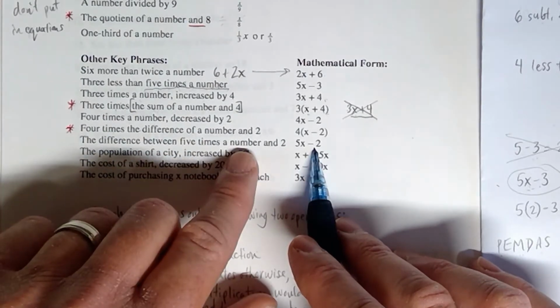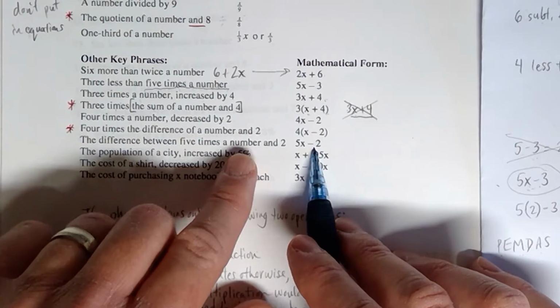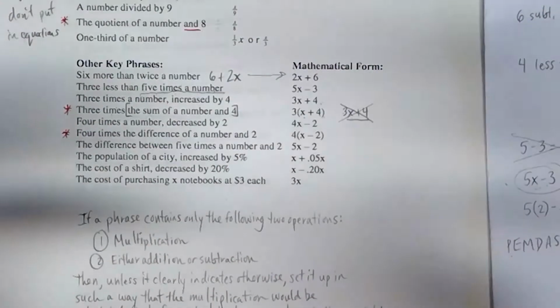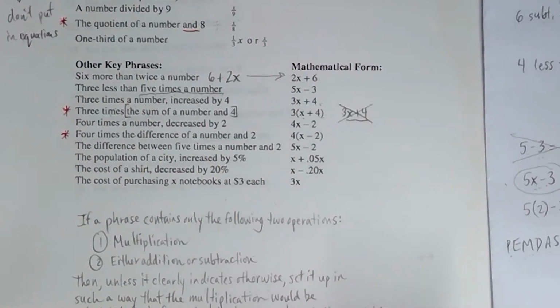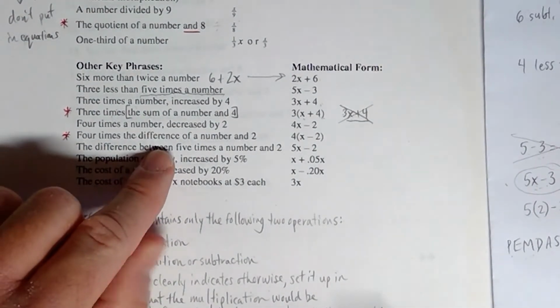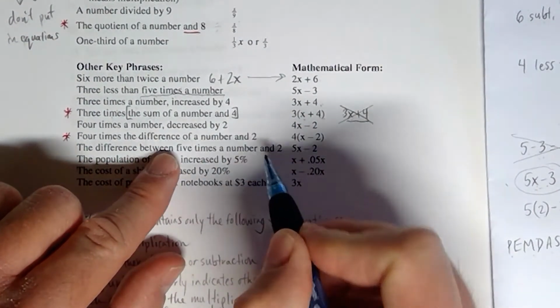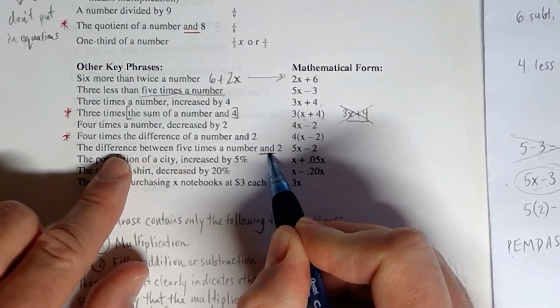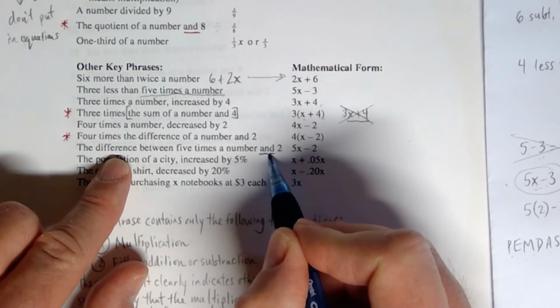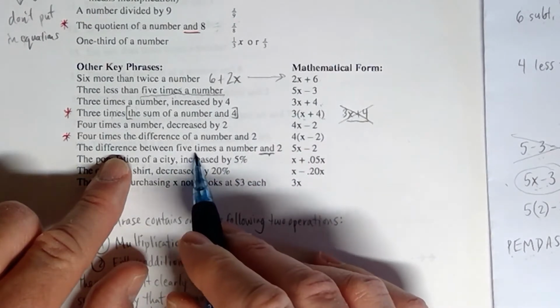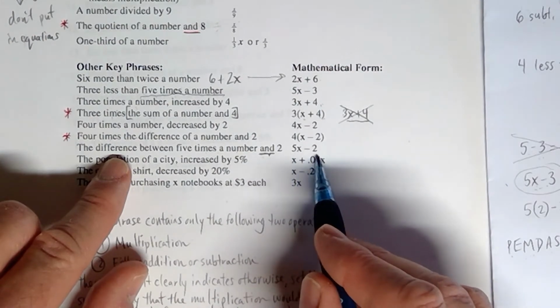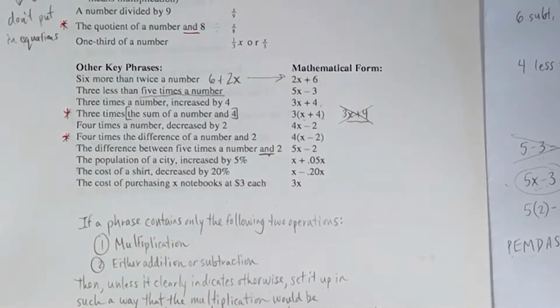5 times a number. We're not multiplying by the difference. We're multiplying the 5 by the x, and that's it. We're not multiplying by the entire difference this time. Okay, the difference between what? There's that word and. Remember, the word and is the key word there when you have the difference. All right, that's where the subtraction symbol will go. So it's just 5 times x minus 2, and that's why you see that right there.